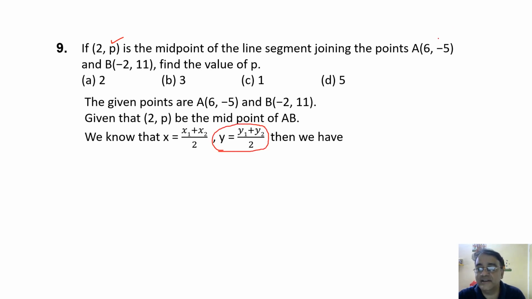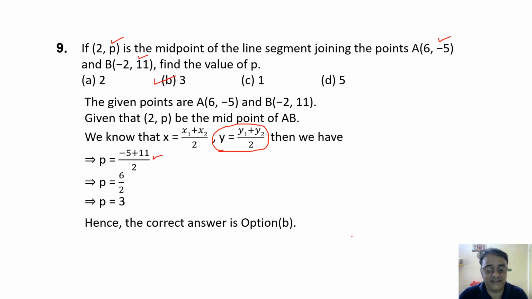So y1 is minus 5 and y2 is 11. So 2P is equals to (minus 5 plus 11) by 2, that is 6 by 2. So what is the final answer? P is equals to 3. 3. So which option is the correct one? Option B. Option B, right. So now we are moving toward question number 10.